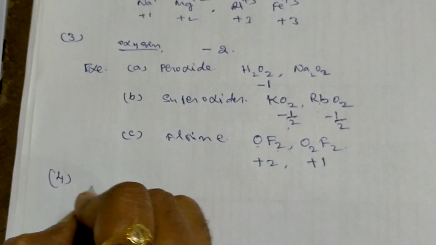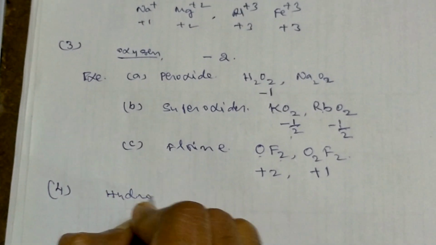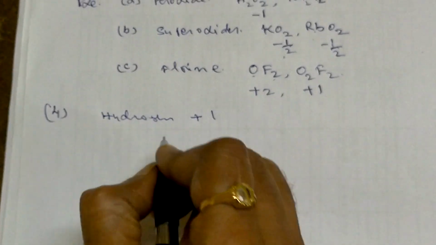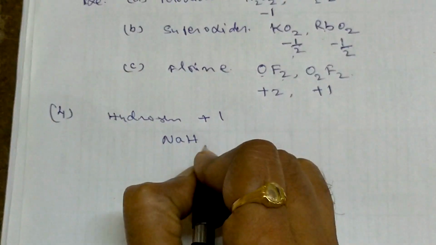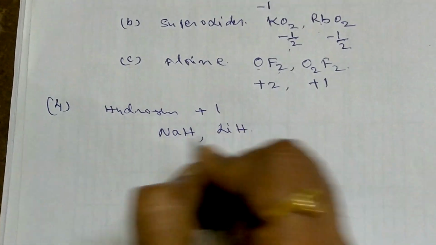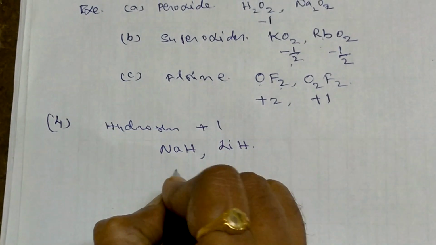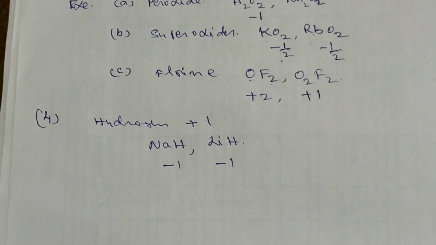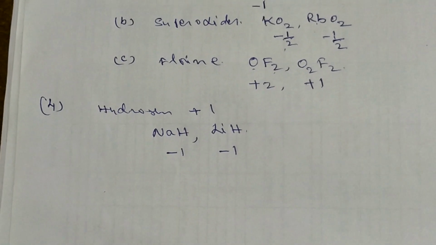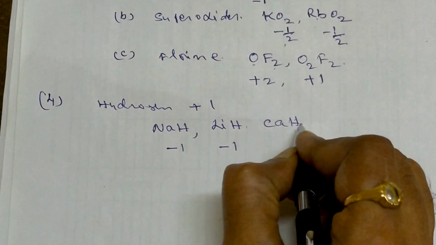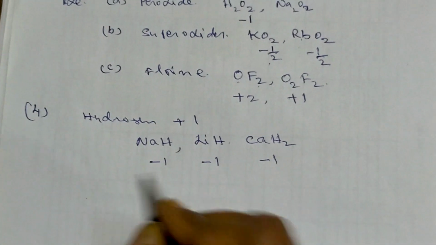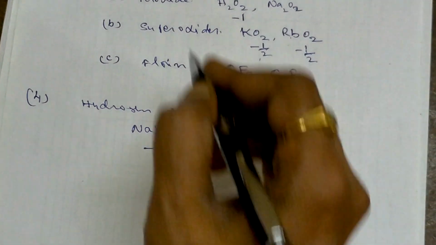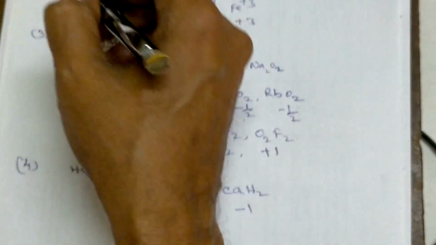Rule number 4: hydrogen will normally be +1, but again there is one exemption for metal hydrides, NaH or lithium hydride. In these hydrides, hydrogen will be -1. Even in sodium hydride or calcium hydride, it is -1. This is one exemption: normally +1, exemption is -1 in metal hydrides. Here there are 3 exemptions in the oxygen case. For the first 2 rules, there is no exemption.